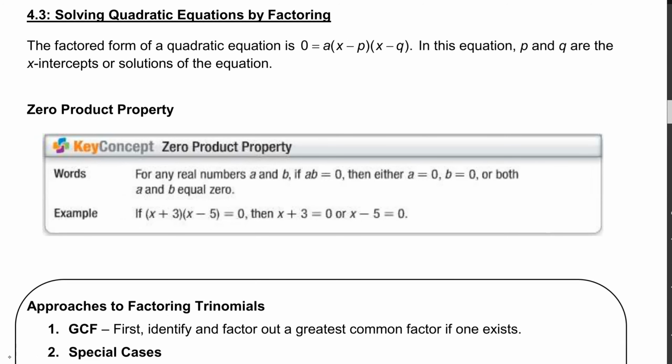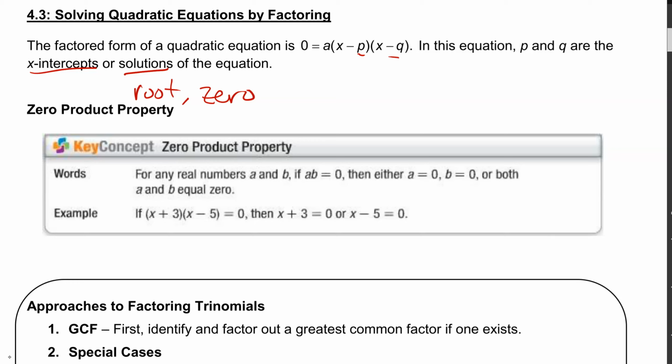The factored form of a quadratic equation is 0 equals a times x minus p times x minus q. This is straight from your book, right? This p and the q, they're the x-intercept, the solutions, the roots, the zeros. Those words are the same thing. X-intercept, solution, root, 0. That way you understand. There's 4 different words. I can ask you to do the same thing. Does this make sense? 4 different words means do the same thing.